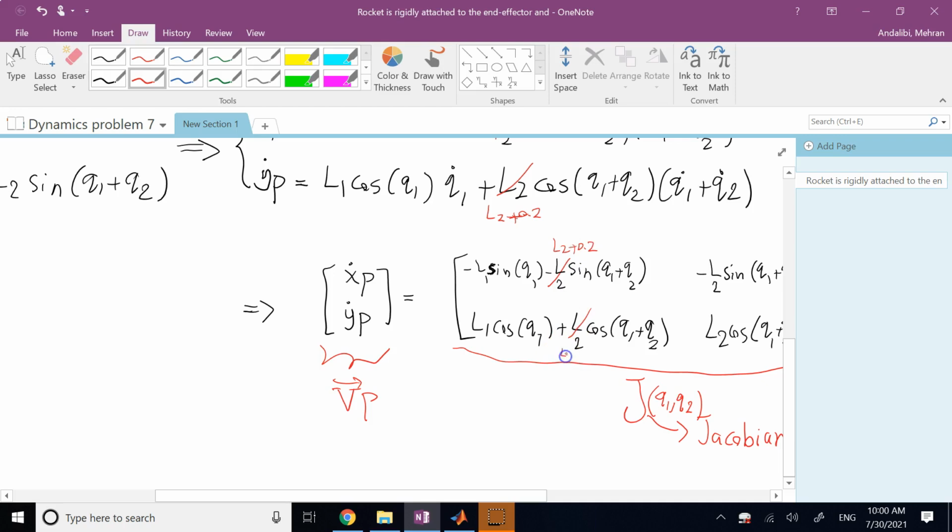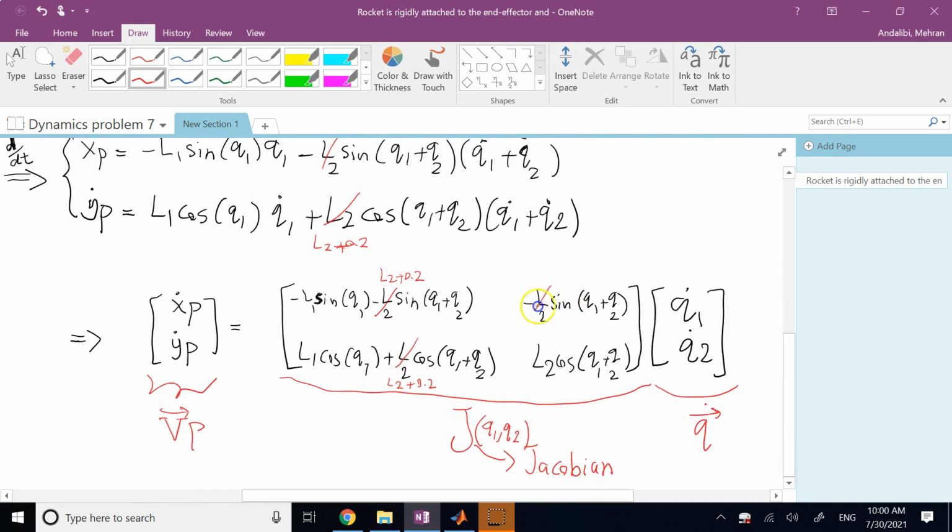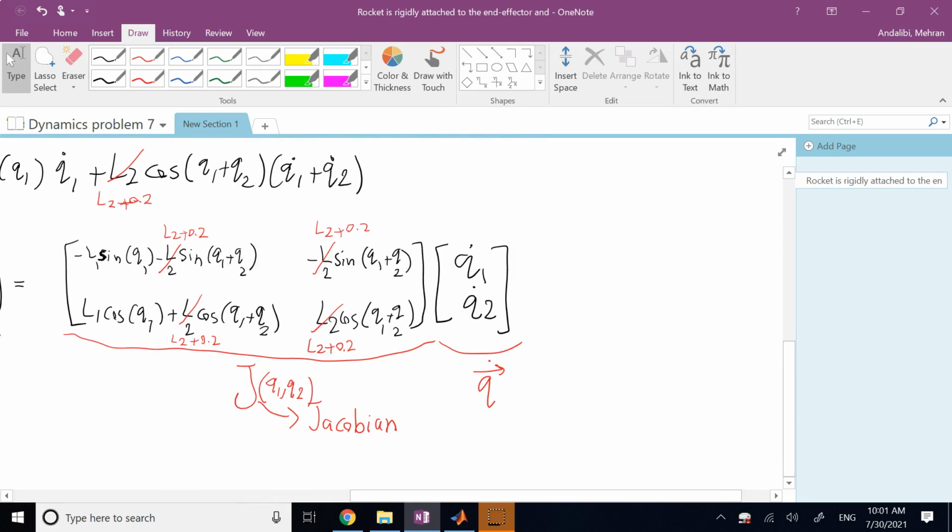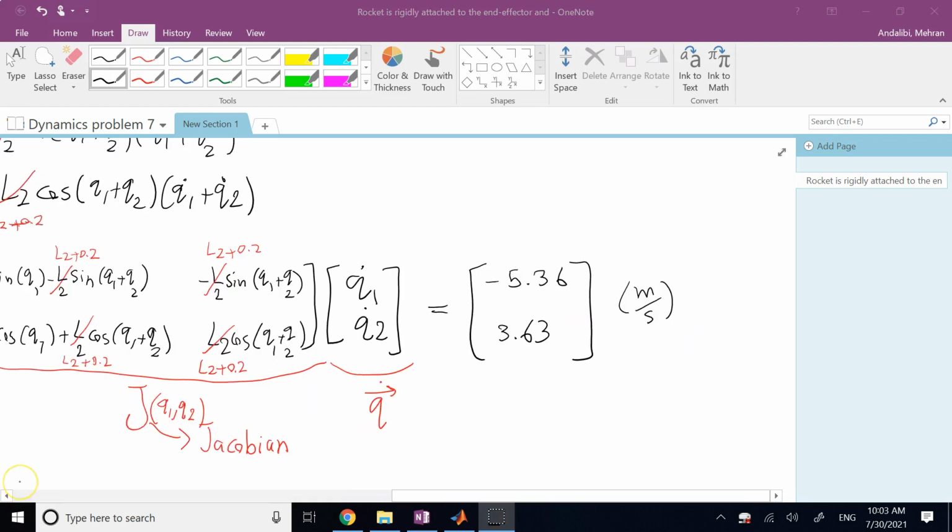Okay, and now it should be easy to plug in all of the numbers we have, because we have the Q1, Q2, L1, L2, and the Q dots. So if we go ahead and plug in all the numbers, here I'm going to do it in MATLAB and get you the numbers. So here I plug them into MATLAB, and the numbers I get is Vx of the impact point is negative 5.36 and Vy of it is 3.63.